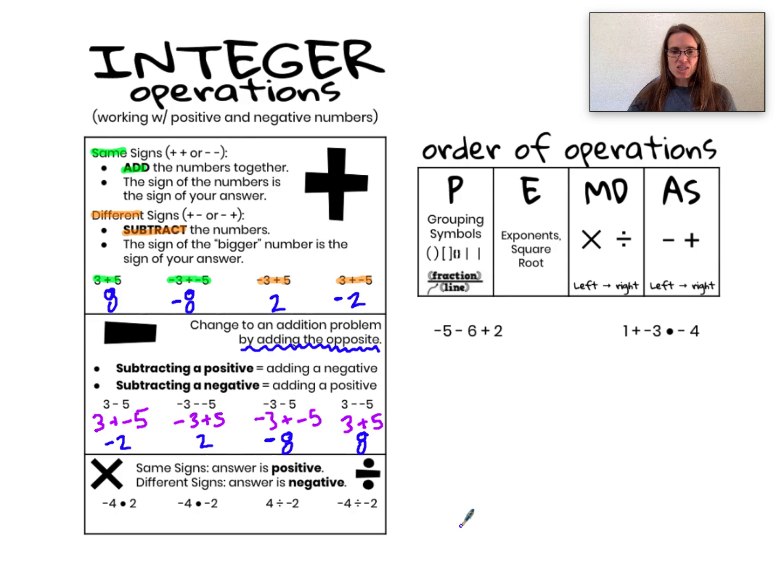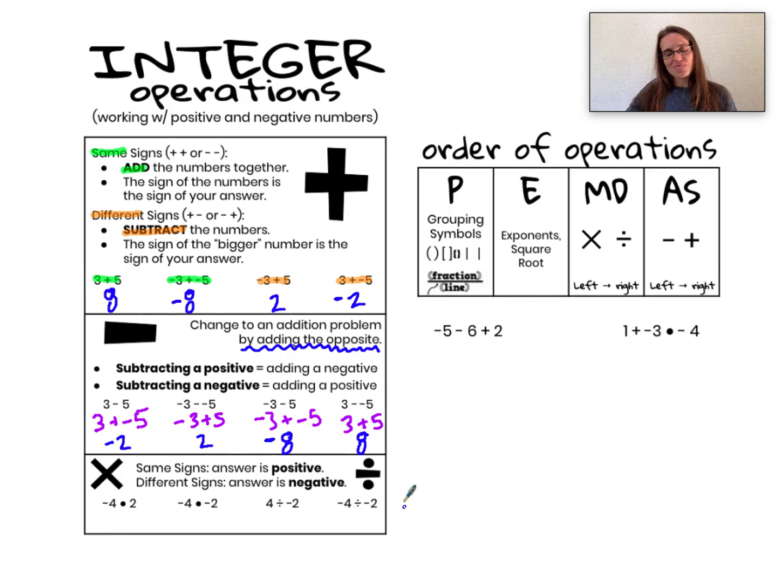Looking at multiplication and division. Again, we need to look at the sign of our original numbers. If our original numbers have the same sign, meaning they're both positive or they're both negative, my answer is always going to be positive. If the original two integers have different signs, then my answer is negative.